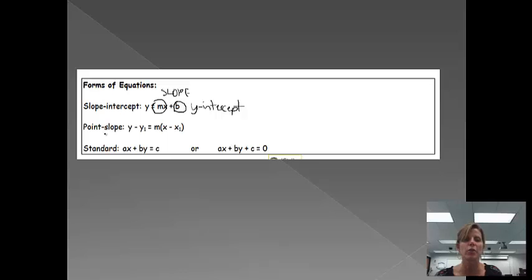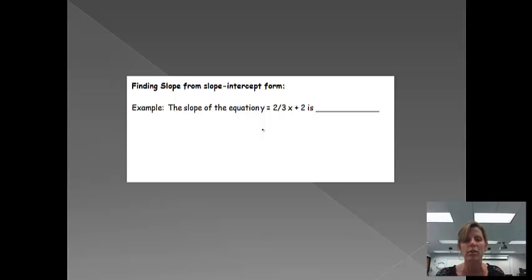Right? Another form is the point-slope form. If you were given a point (x1, y1), any point that lies on the line, and if you were given the slope, you could write the equation in this form right here. And then the third form is standard form. We could either put ax plus by equals c, or ax plus by plus c equals 0. Pretty much the x and the y are on the same side of the equation. It doesn't really matter which form you use, they're all acceptable. You'll see me using slope-intercept form most often because I think it's the easiest to work with.